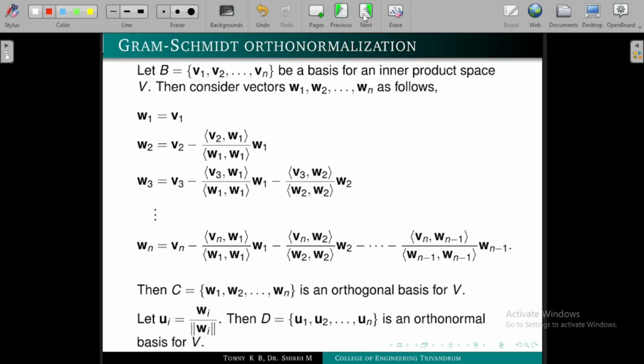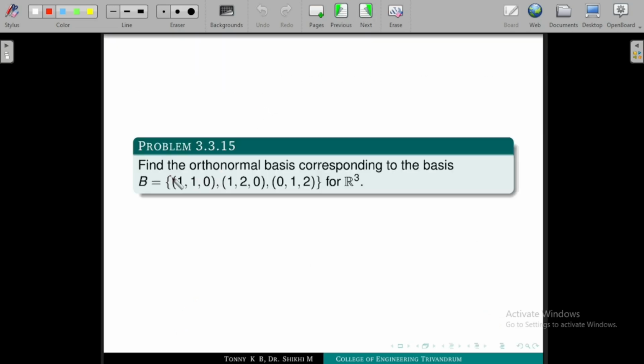So let us have some problems. First problem is to find the orthonormal basis corresponding to the basis B equal to {(1,1,0), (1,2,0), (0,1,2)} for R3. So it is given that B is a basis for R3. And you may check whether it is orthogonal. So the dot product of the first two vectors is 1 into 1 plus 1 into 2, that is 3, which is not equal to 0.